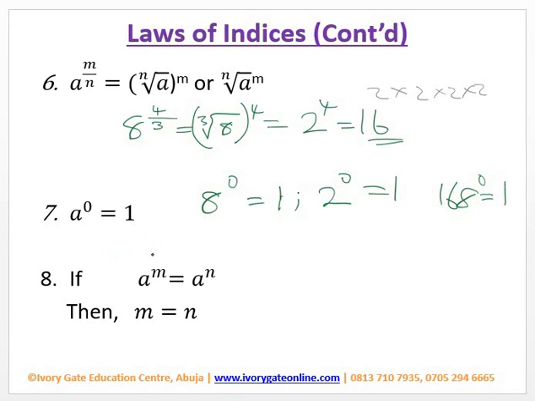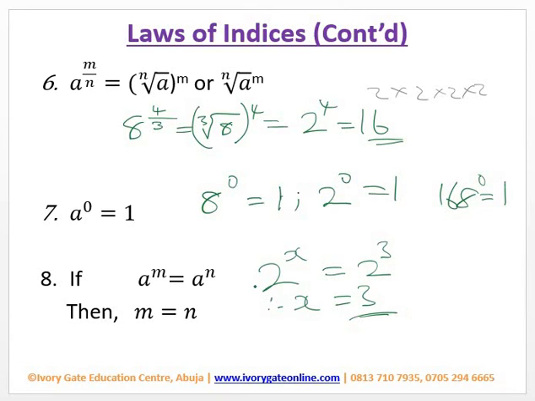Okay. Then we have law number 8. Law number 8 says that when things that have the same base are equal to each other, then their exponents are equal. So in this case, 2 raised to power x, if we have that, it is equal to 2 raised to power 3. Therefore, x is equal to 3.